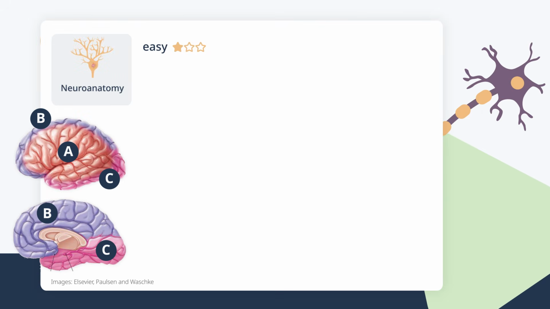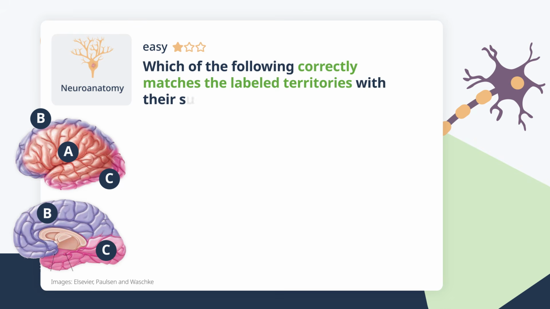First, the following images show the lateral and medial views of the brain with different arterial territories labeled as A, B, and C. Which of the following correctly matches the labeled territories with their supplying arteries?